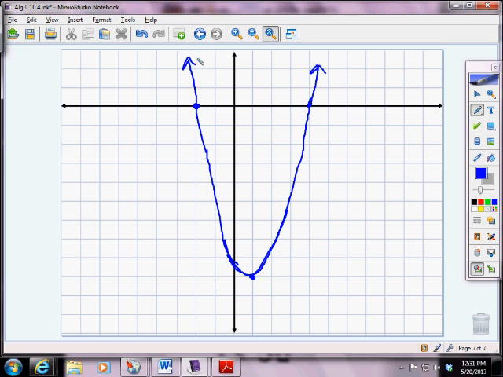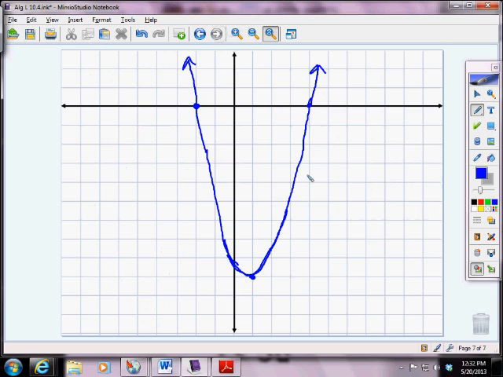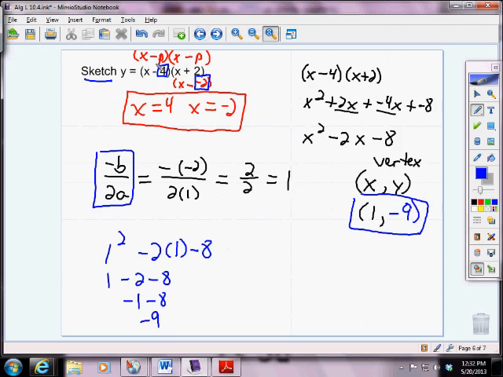And what we did, remember, ladies and gentlemen, is we were able to find our x-intercepts. We were able to use this formula to find the x value of our vertex, plug the x value of the vertex in to find the y value, and that gave us enough to draw a sketch of a parabola for this equation here.